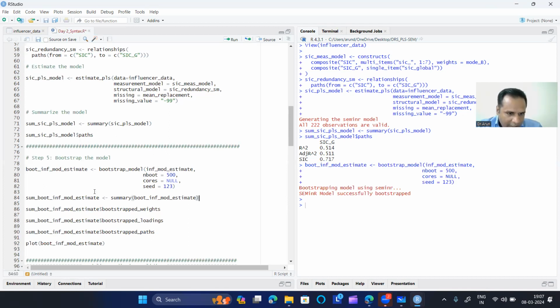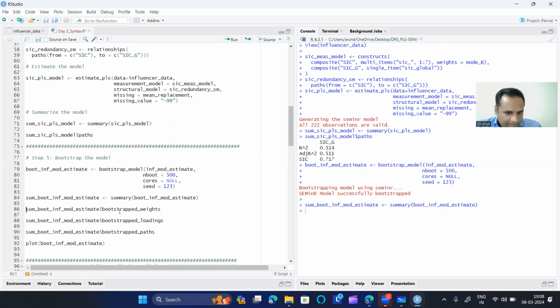Sir, actually there was some interruption in between. Sir, what did you say about SIC if the value is 0.717? Then this shows that the correlation between SIC global and SIC is greater than 0.70. Then we say that convergent validity of the formative construct is established. Then I bootstrap the model, then summarize the bootstrap model.